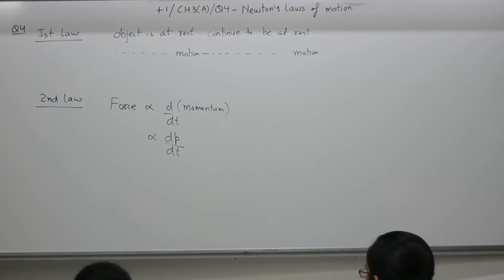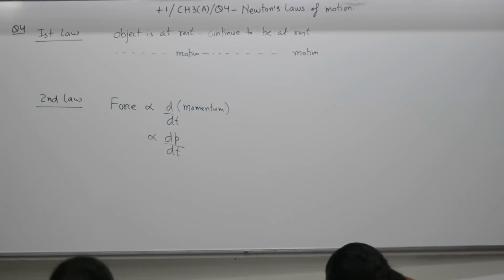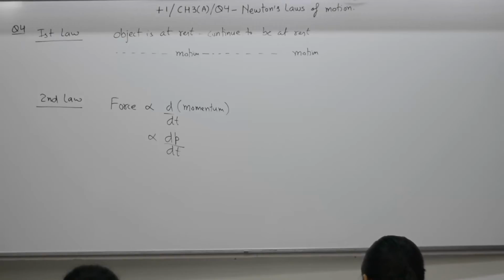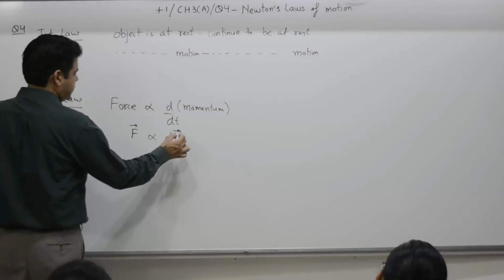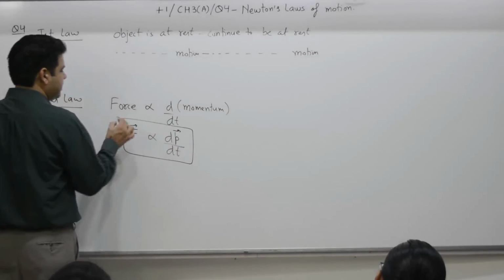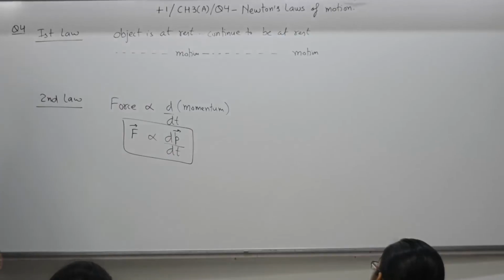According to this law, the rate of change of linear momentum of a body is directly proportional to the external force applied on the body, and this change takes place in the direction of the force applied. Meaning, F is equal to dp by dt, which takes into account the directional aspect also.